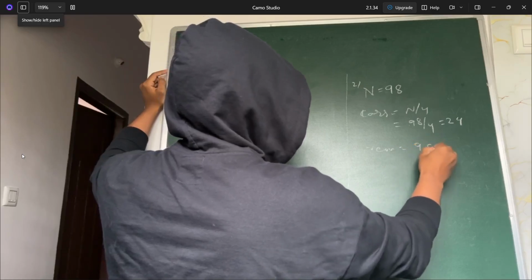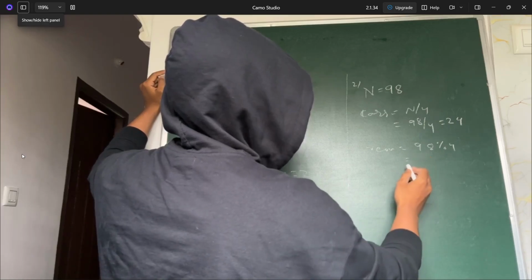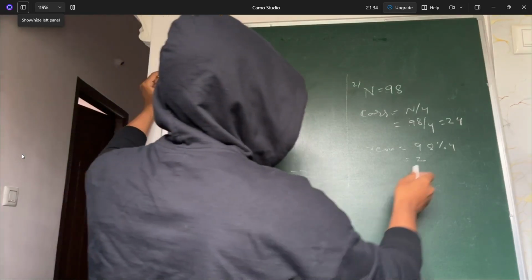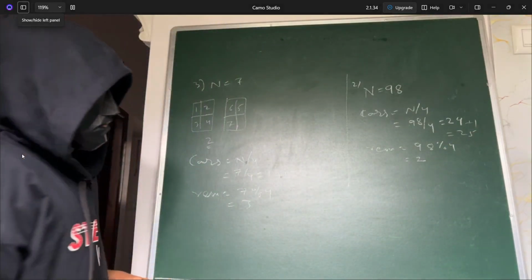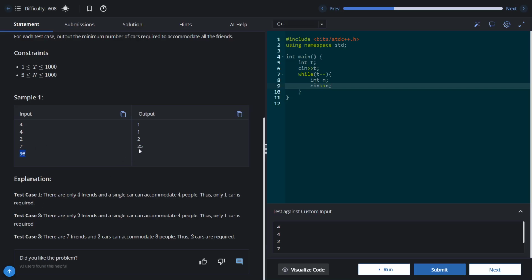But let's take the remainder. The remainder will be 98 modulo 4. Since in this we had a 2, 2 will be our remainder here. So since there is a remainder, we need 1 additional car, which makes it 25. So let's try to check. It is saying 25 only. So I think pretty much you got the problem statement.